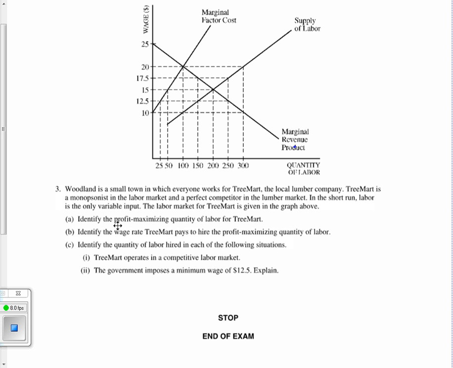First off, identify the profit maximizing quantity of labor. Well, that's when marginal factor cost equals marginal revenue product. So there is my equilibrium point that finds quantity. Drag it down: 100 units produced or hired. 100 units equals quantity of labor.